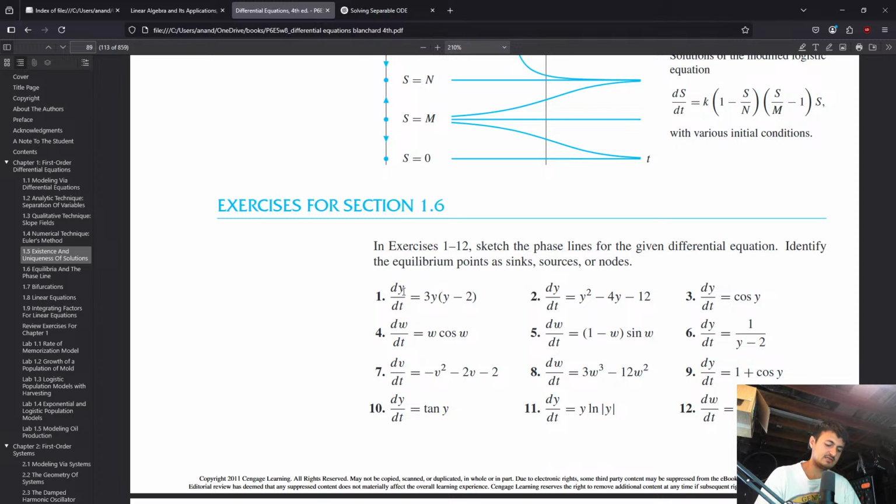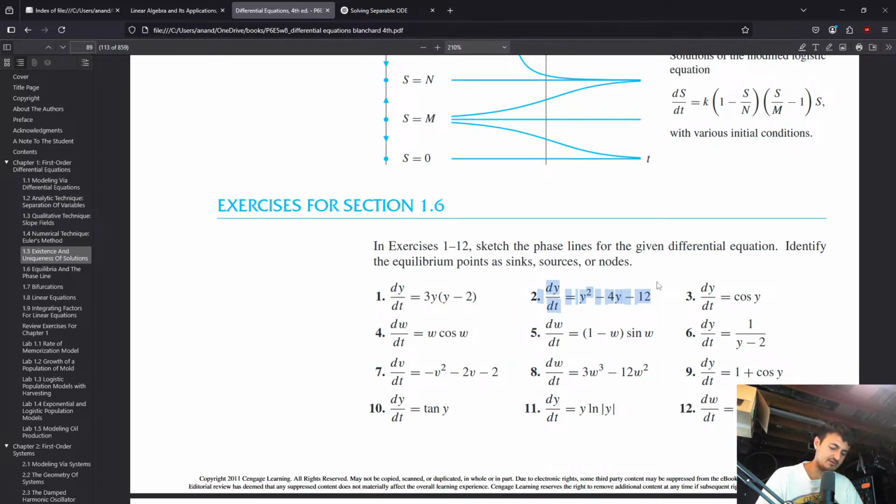Okay, so the first one was a little bit slow, but we're going to try to speed run these next ones. All right, so number 2, we get f of y is equal to y squared minus 4y minus 12. Let's quickly factor it: y minus 6, y plus 2. So we're going to have two solutions, y equal to 6 and minus 2. So in our phase line, we're going to have a minus 2 here and a 6.